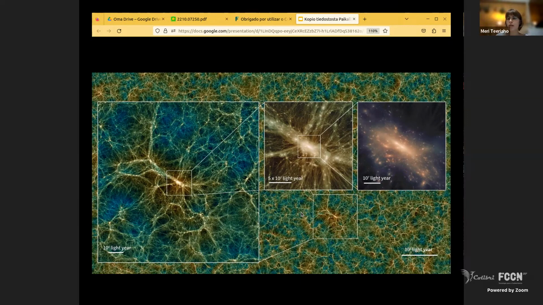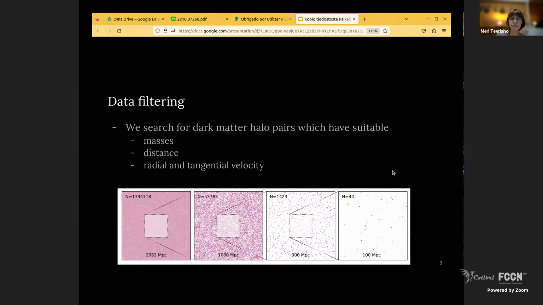And it uses Planck cosmology, so cosmological values from Planck mission. And you can see that it's really precise. So you see, first of all, the kind of foam-like structure of universe. But if you zoom in, you will start to see those dark matter halos, so those light points that could be, for example, galaxies. But we won't use the whole data.